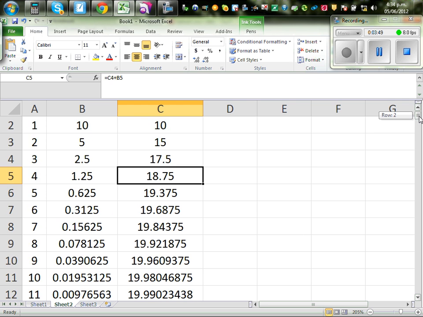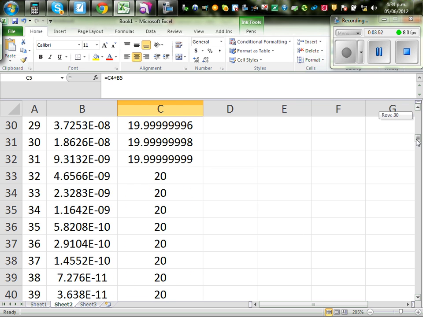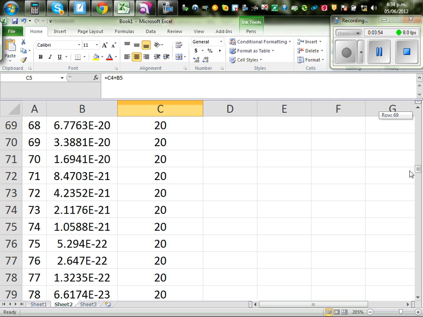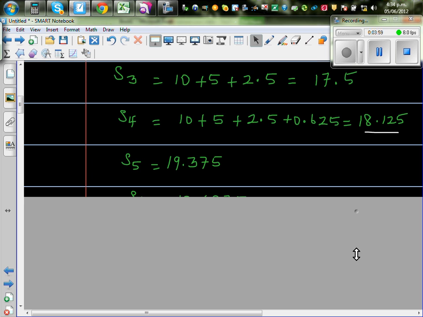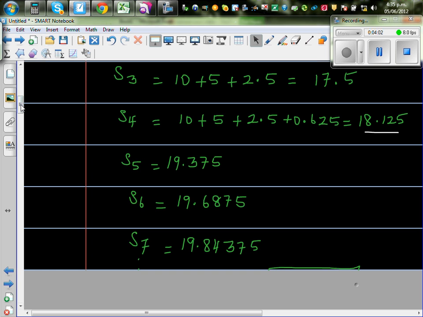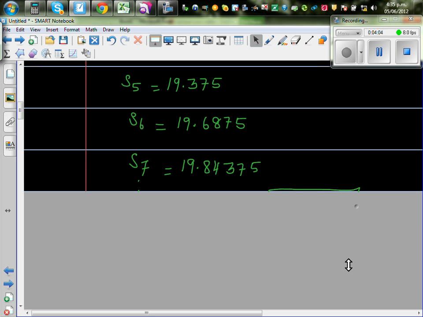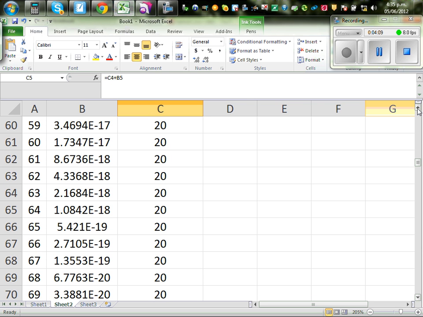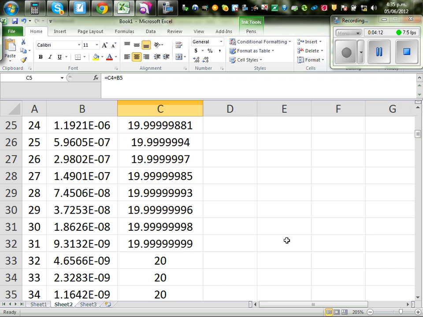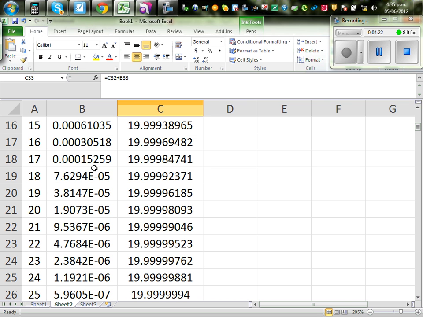So if you keep on adding, I have used Excel, when you go to infinity, it will become 20. So if you go S7 and so on, even if you go to S33, let me show you that. Even before infinity, by the time you reach 32 or 33, can you see you are approaching 20. This is going to become smaller and smaller. This is almost approaching zero.